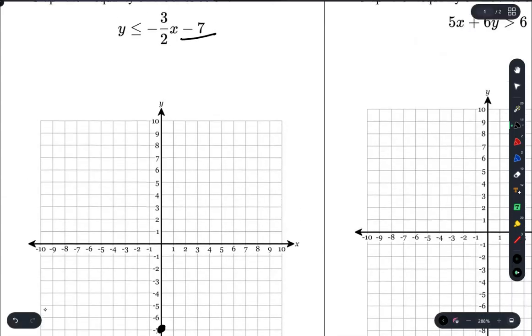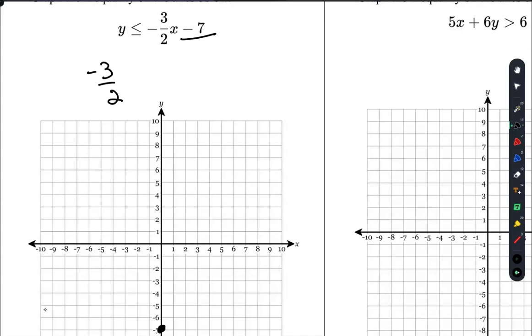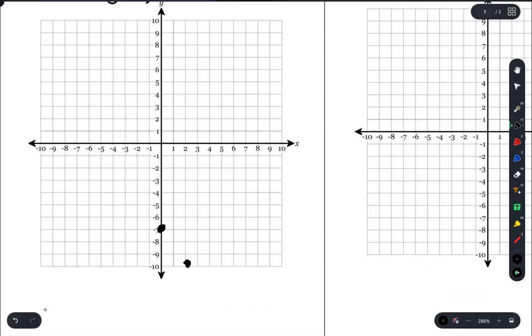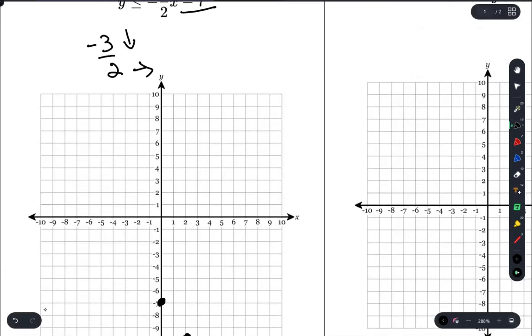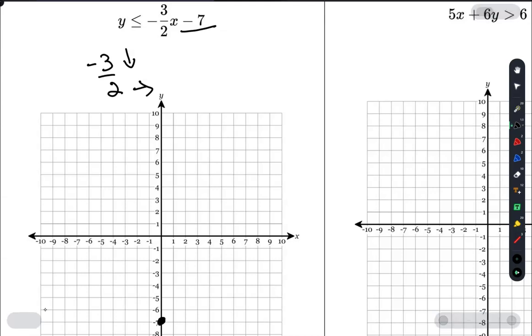One way to look at it is -3/2. Since this is negative, that's where we go down, and since this is positive, we go to the right. Down 3, right 2. But another way to look at it is, what if the negative was on the denominator, and we made the 3 positive and the 2 negative? In that case, we would go up 3, but then go to the left 2.